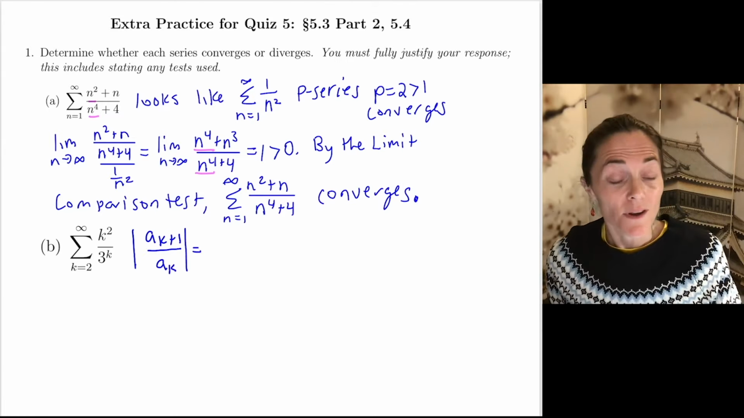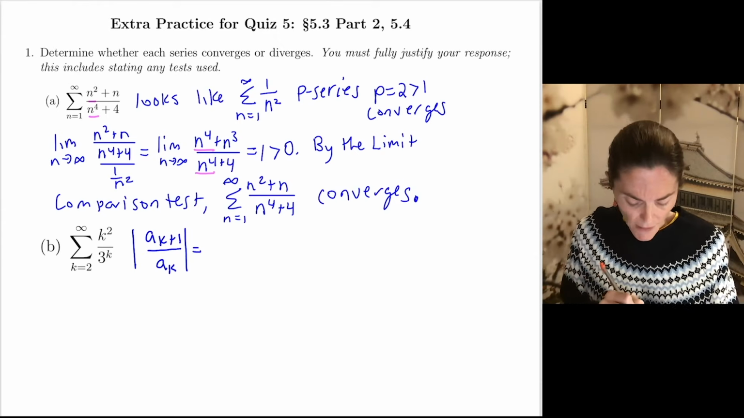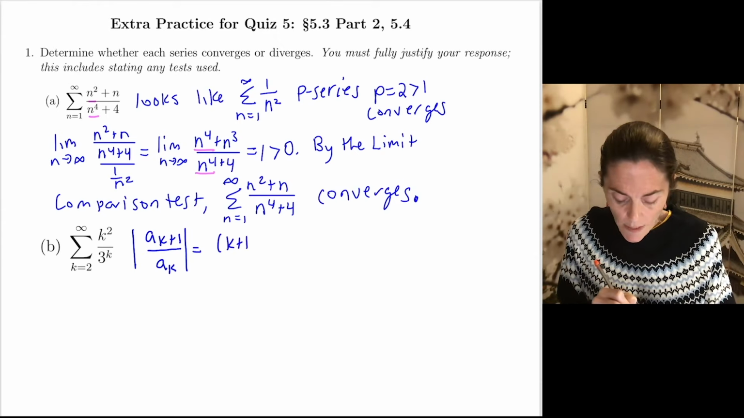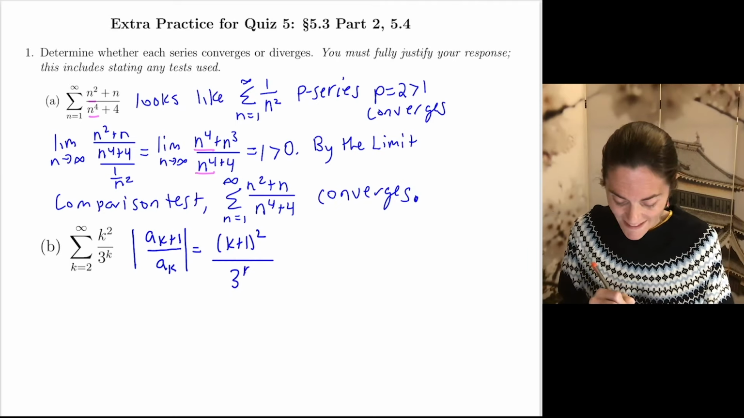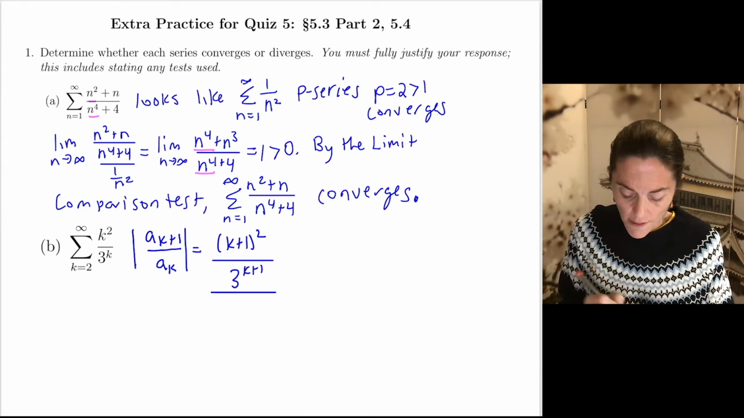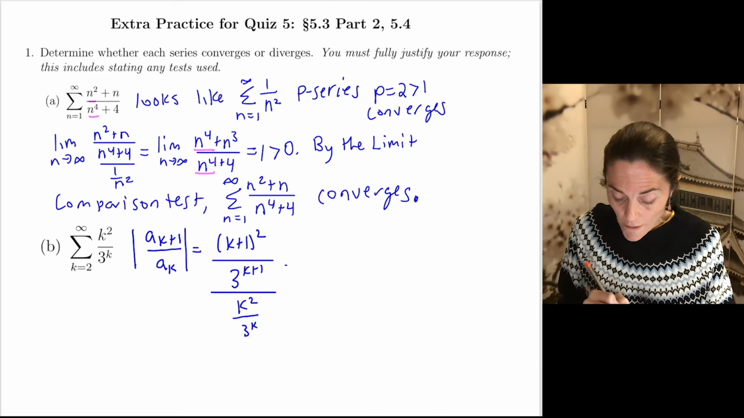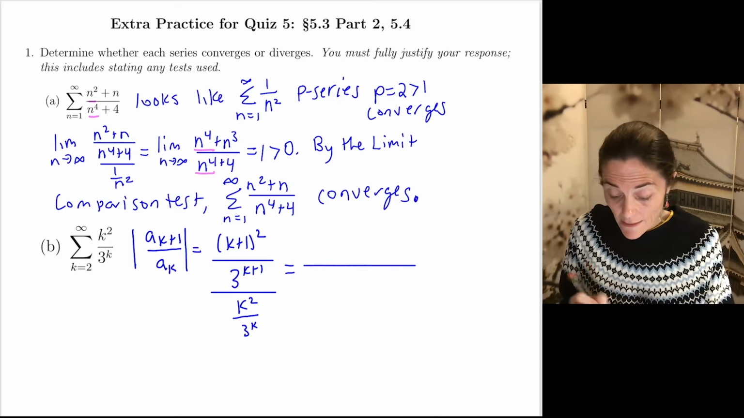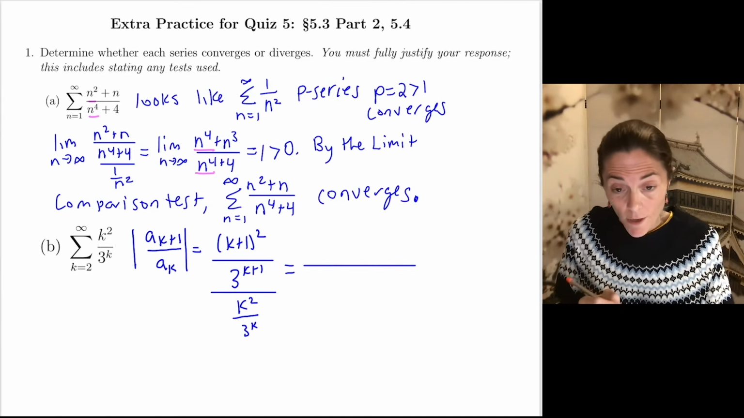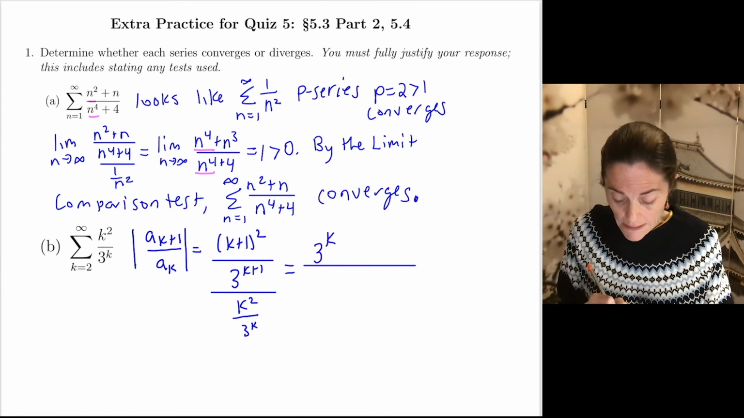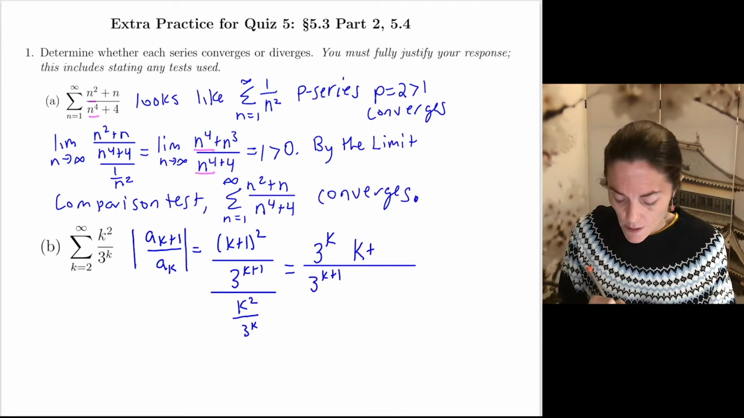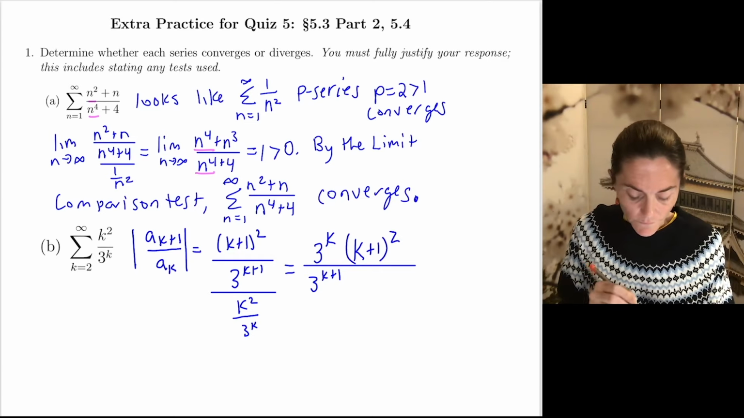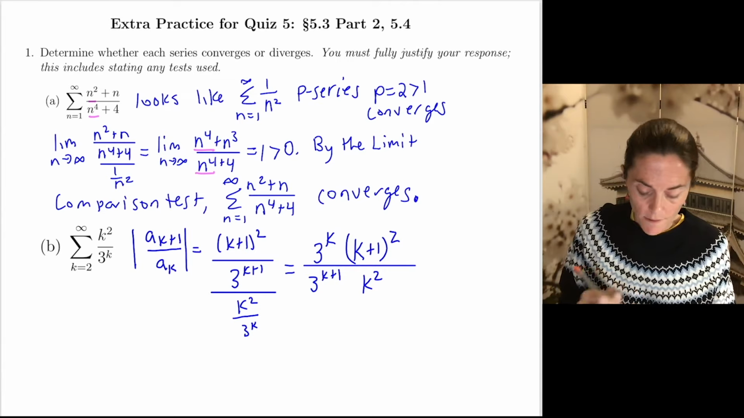Well, this series is non-negative, so I don't have to write the absolute values again. This would be (k plus 1) squared divided by 3 to the k plus 1, and then all over k squared over 3 to the k. Now, when I invert and multiply, I'm going to line things up that match. In my numerator, I have 3 to the k. In my denominator, I have 3 to the k plus 1. Also in my numerator, I have (k plus 1) squared, and in my denominator, I have k squared.